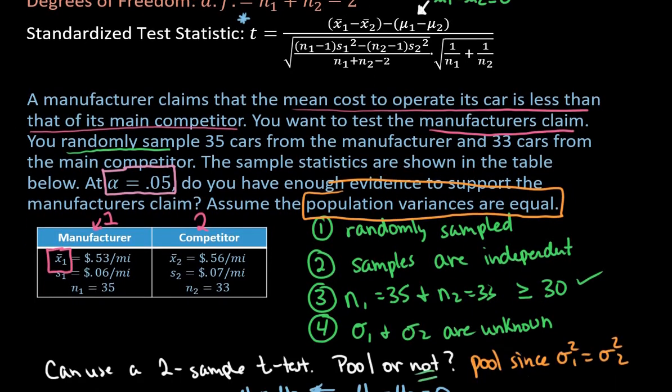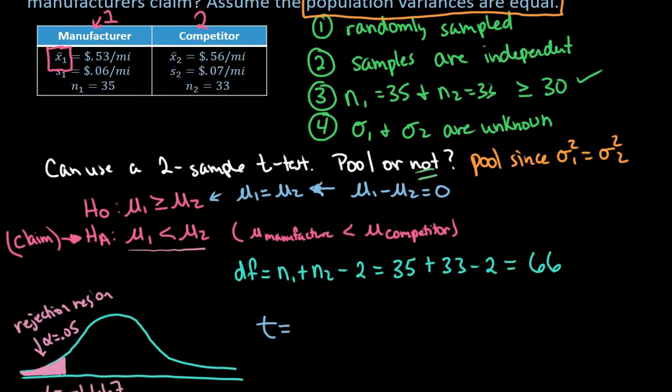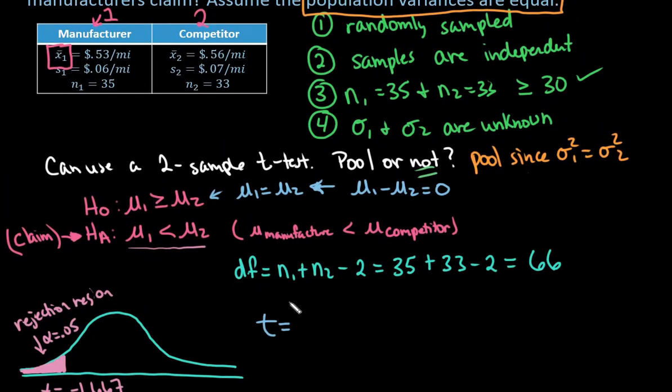So I'm just going to plug everything in. I have it written down. I'm using this chart right here. So on the top, remember that we would have x bar 1, which is 0.53, minus x bar 2, which is 0.56. And then we really have minus 0, so we don't need that part, but the mu1 minus mu2 is just going to be 0 for this case.